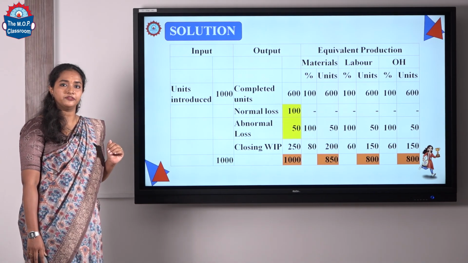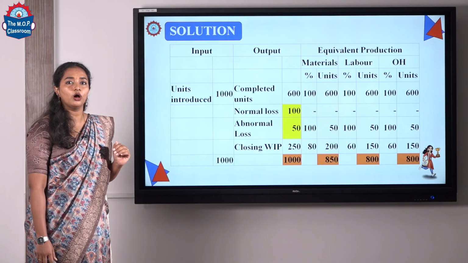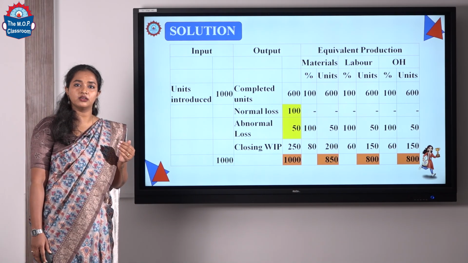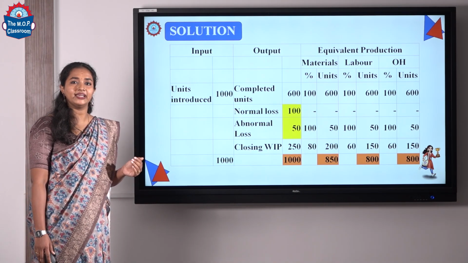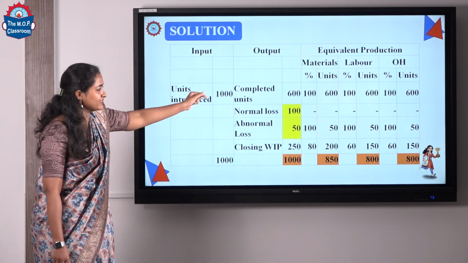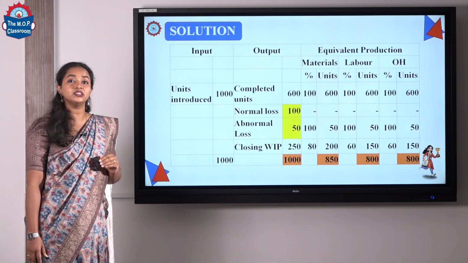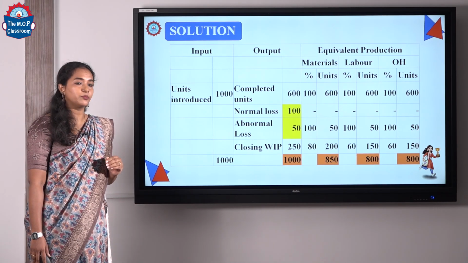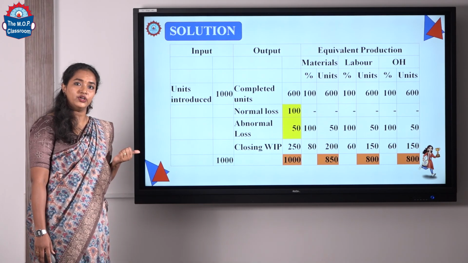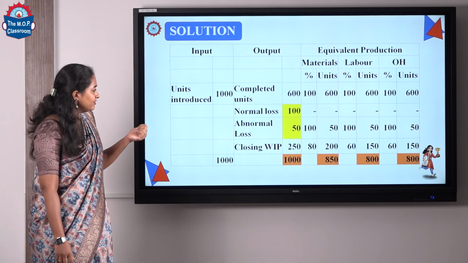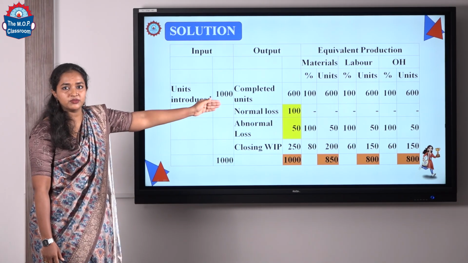Of this 150 units, around 100 is considered to be a normal loss. When I say normal loss, it could be out of a mere production process. Now, if it's a normal loss, we generally do not allocate anything under equivalent production, and that's why it is empty. The entire row is empty. Moving on to the balance 50, now this is what is considered as abnormal loss. This abnormal loss has the same degree of completion, that is 100%, as what is fully completed. That's how we need to assume, and that is why it is 100% under all heads. If it is 100%, 50 units comes under all heads.